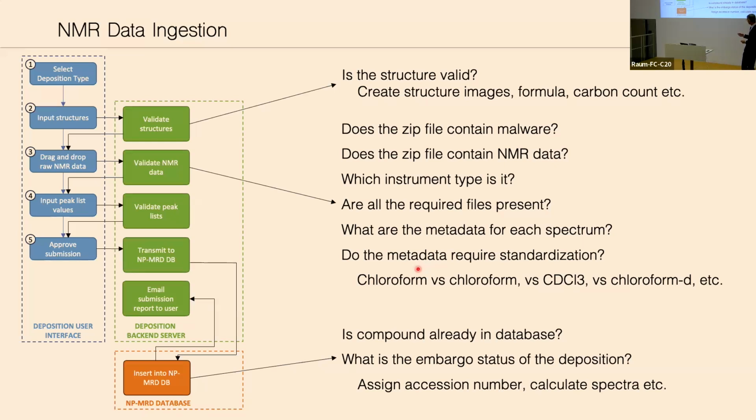And then people always want the accession number. They want the number that goes back in their paper so that they can tell people where to find the data. And so that's something else you have to kind of manage and keep track of.